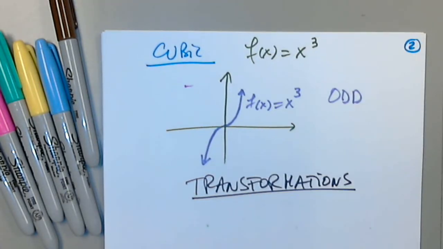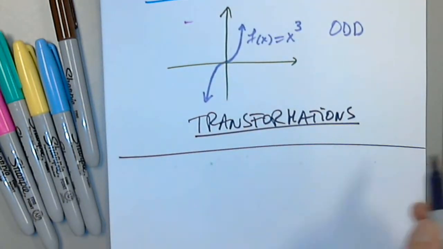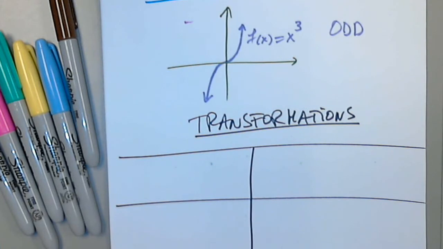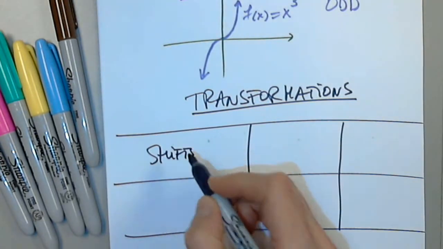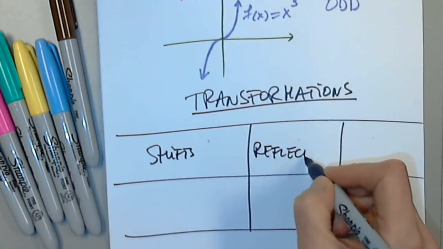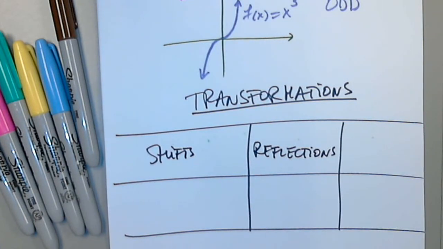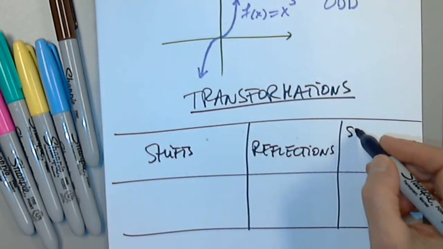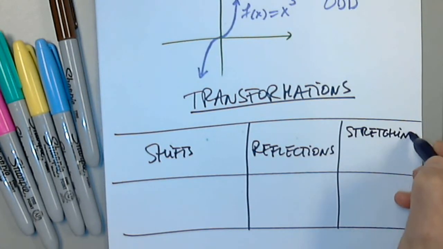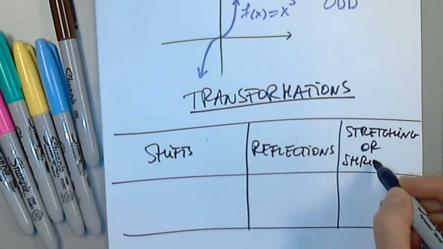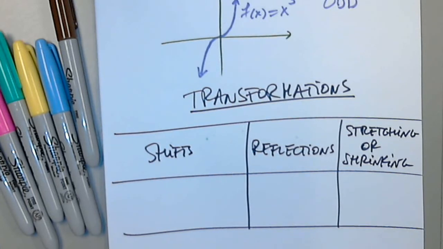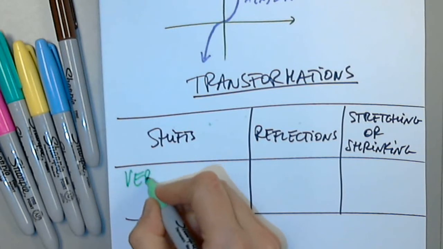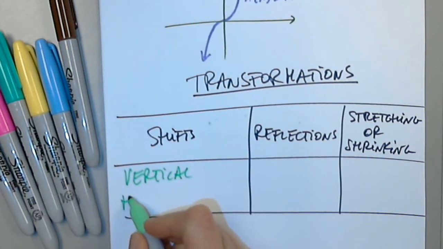So there are 3 different types. Here they are: shifts, reflections, and shrinking and stretching, or stretching or shrinking. The first category has 2 possibilities: vertical or horizontal.